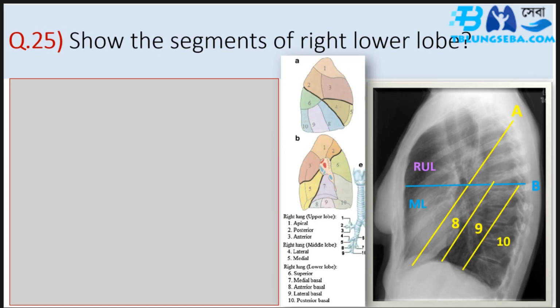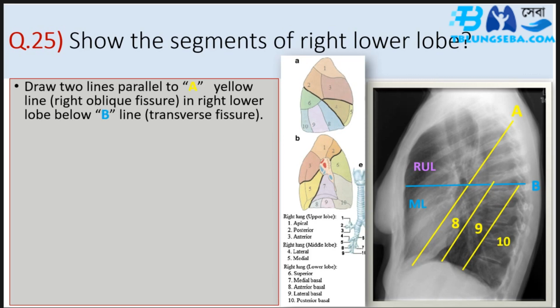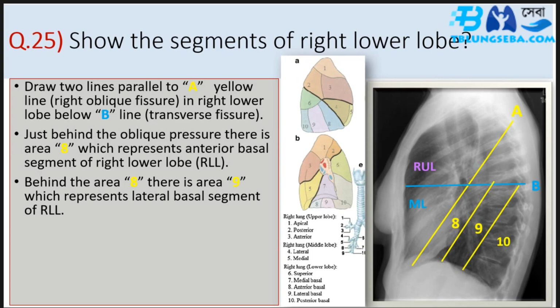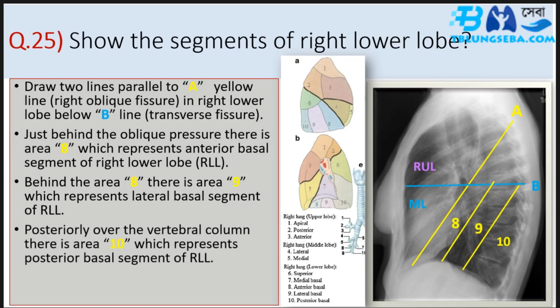Q.25, show the segments of right lower lobe. Draw 2 lines parallel to a yellow line, right oblique fissure, in right lower lobe below B line, transverse fissure. Just behind the oblique fissure there is area 8 which represents anterior basal segment of right lower lobe, RLL. Behind the area 8 there is area 9 which represents lateral basal segment of RLL. Posteriorly over the vertebral column there is area 10 which represents posterior basal segment of RLL. Left lower lobe, LLL, can also be divided in the same way.